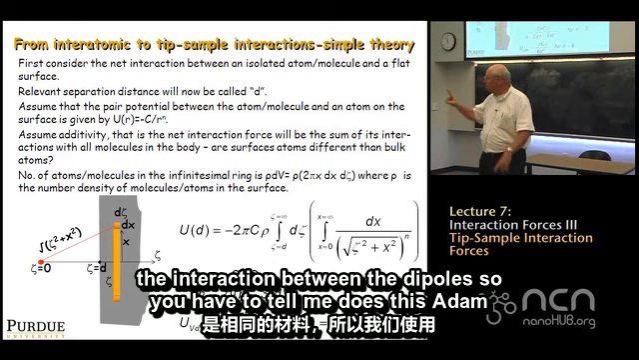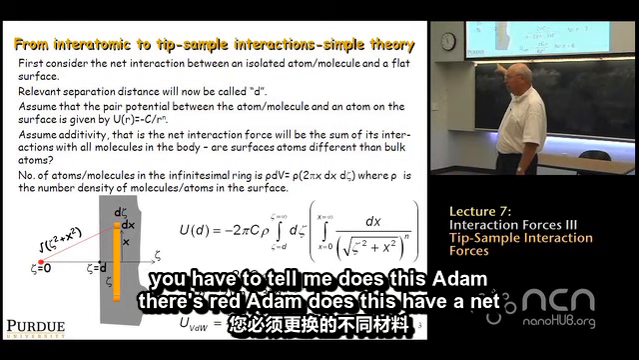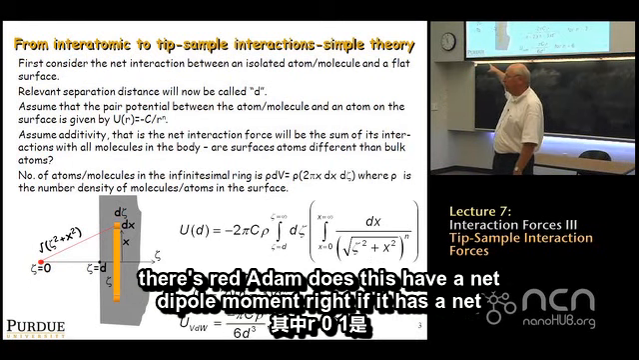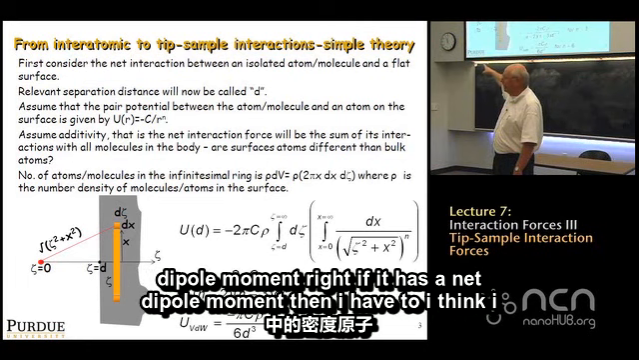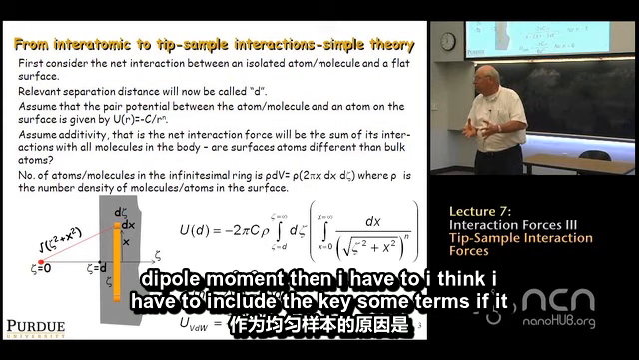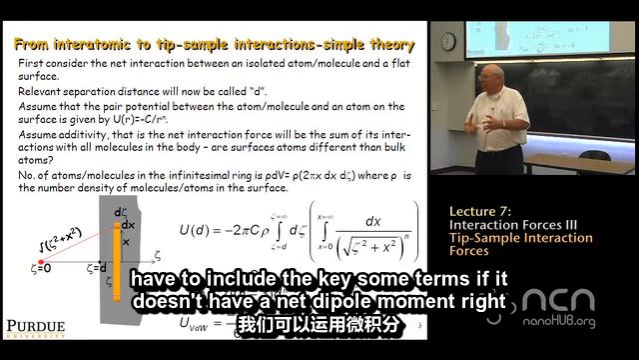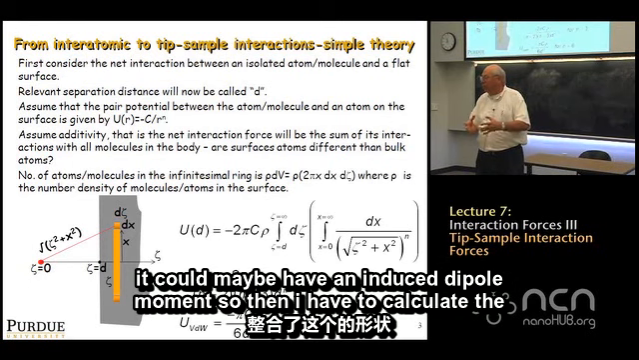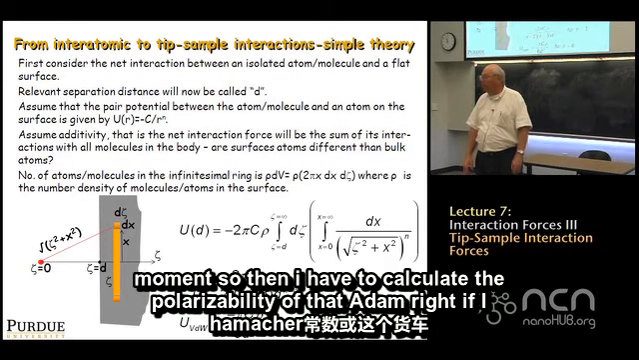So you have to tell me, does this red atom have a net dipole moment? If it has a net dipole moment, then I have to include the Keesom terms. If it doesn't, it could maybe have an induced dipole moment, so then I have to calculate the polarizability of that atom.